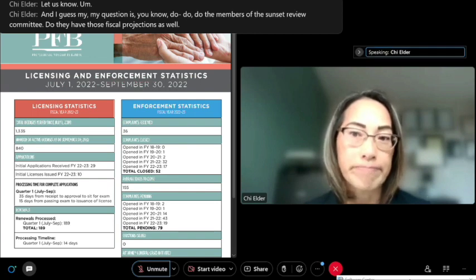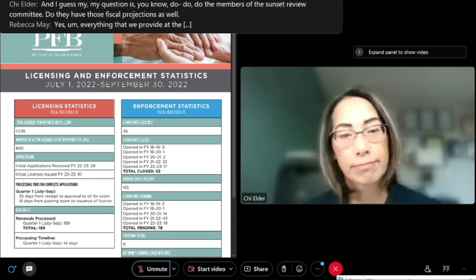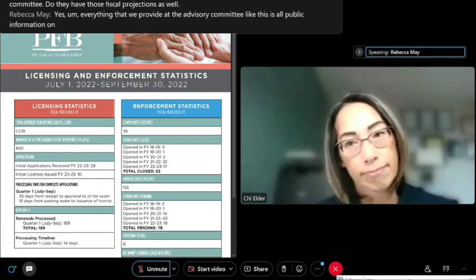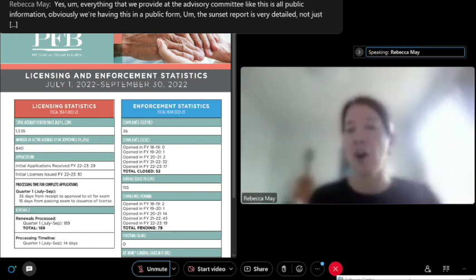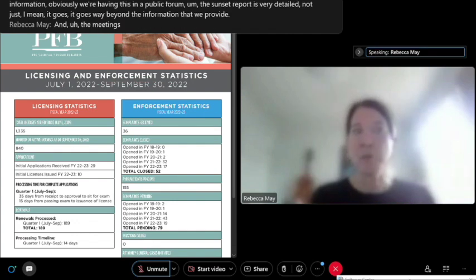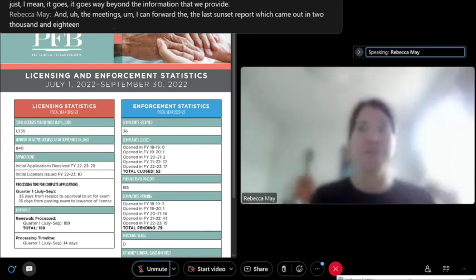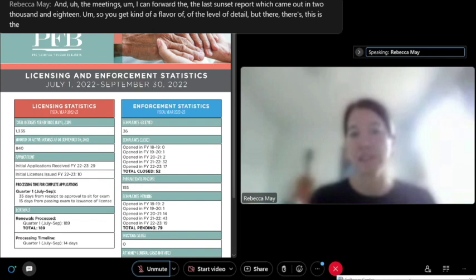Yes. Everything that we provide at the advisory committee is all public information. Obviously, we're having this in a public forum. The sunset report is very detailed. It goes way beyond the information that we provide at the meetings. I can forward the last sunset report, which came out in 2018, so you get a flavor of the level of detail, but this is all going to be very clear to the legislature, the financial situation that the Bureau is under.